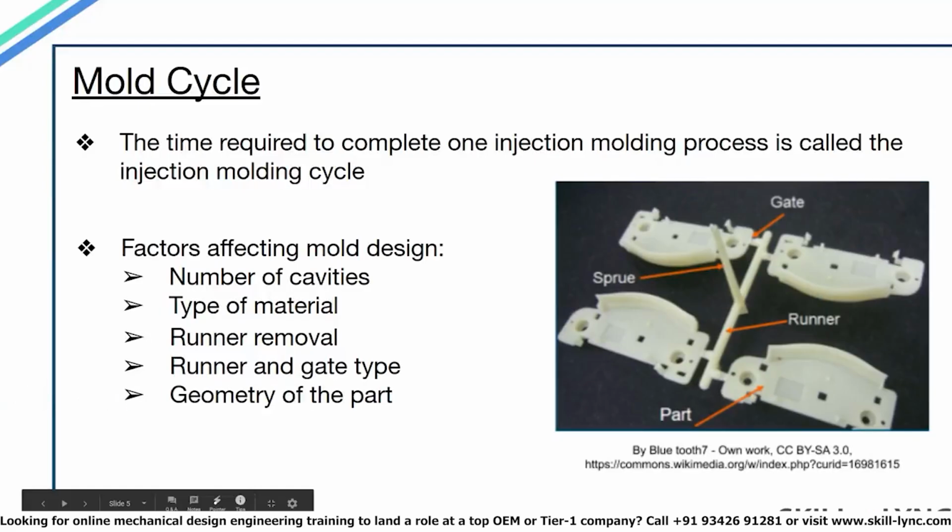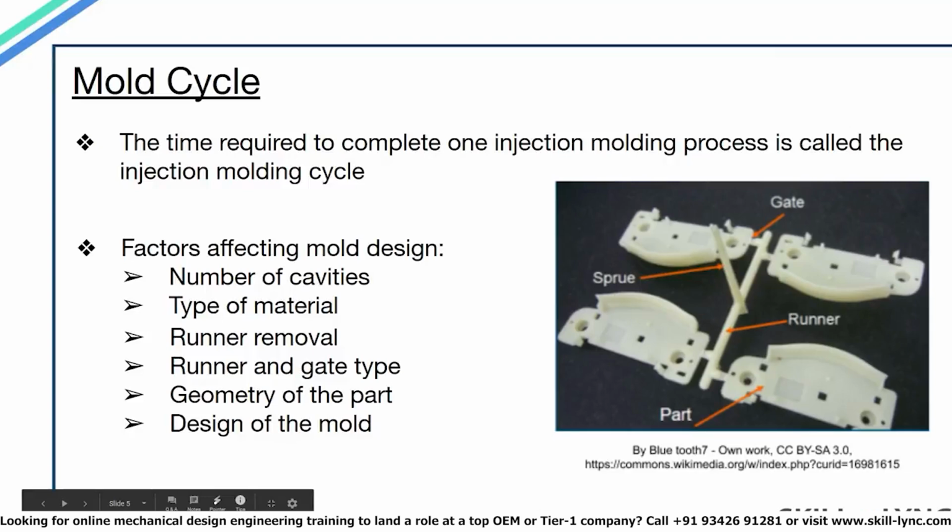Geometry. The thickness of the part manufactured will also impact the mold cycle time. If the thickness is more, then more cooling time will be required to solidify the plastic, and thus more cycle time required. This refers to the design aspect of the mold or how well the mold is designed.